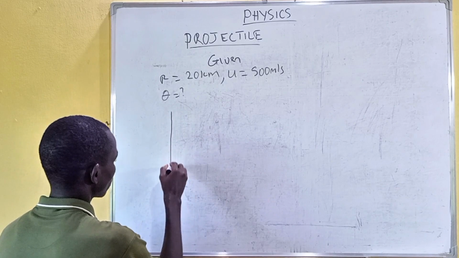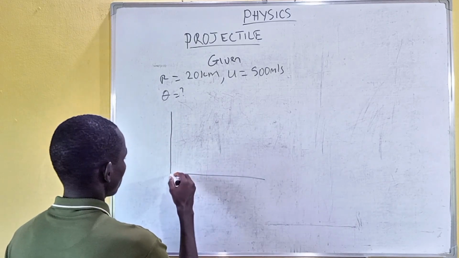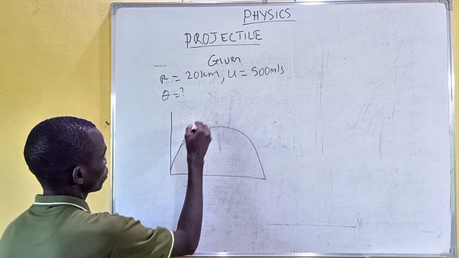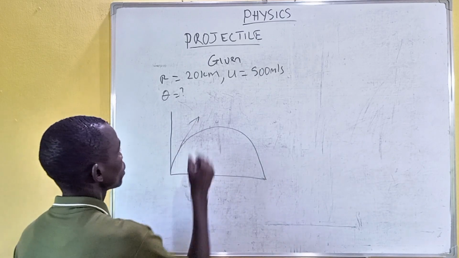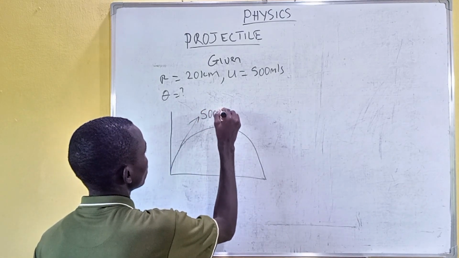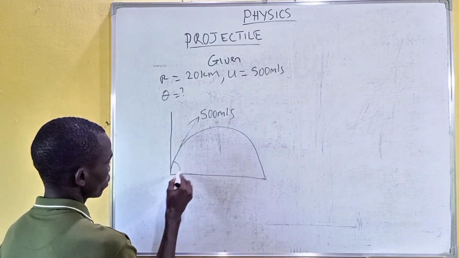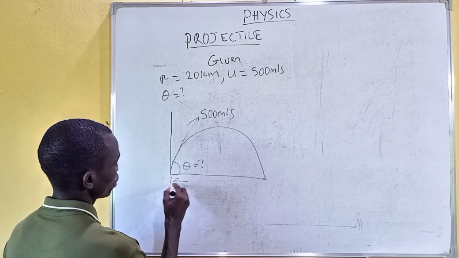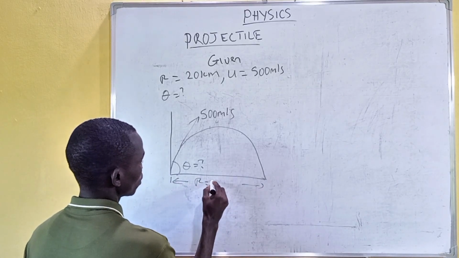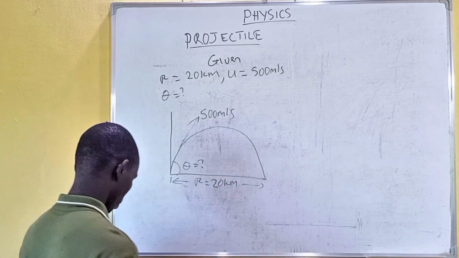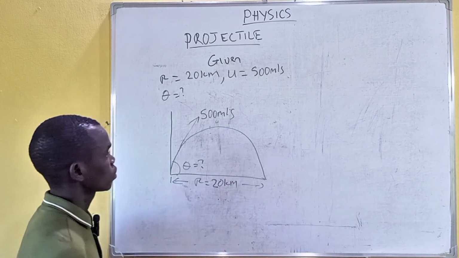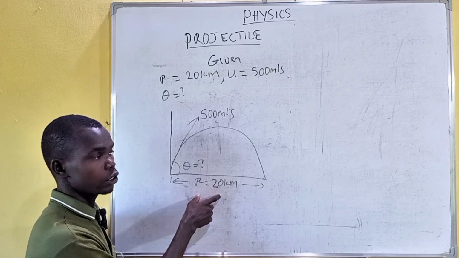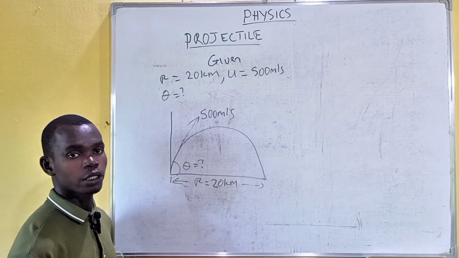So here's our vertical component, the horizontal component, and here is the path of projection. We are given initial velocity, which is 500 meters per second. We are asked to calculate the angles of projection if the range is equal to 20 kilometers. If you look at this question, we are given the range. So we use the formula of range to find our angles of projection.